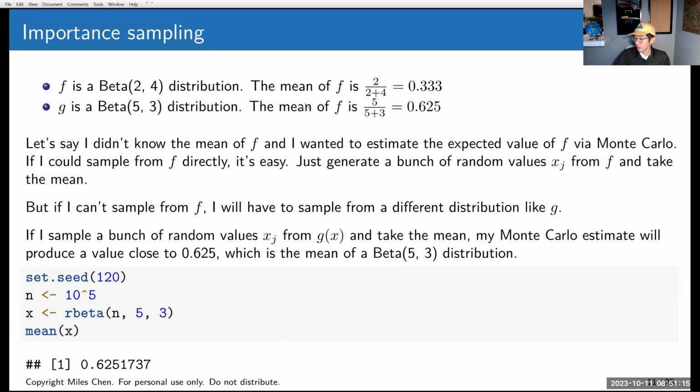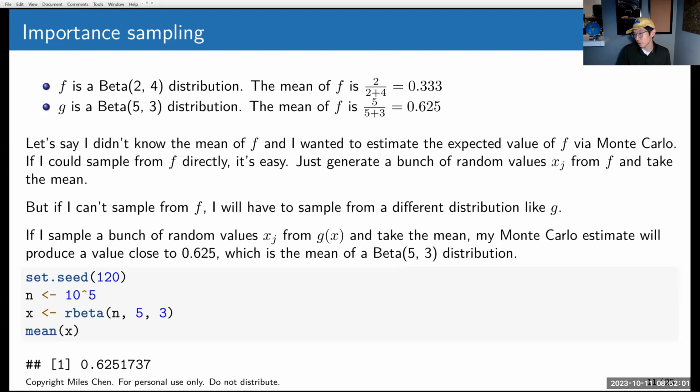And we can see that, so I don't know, let's say I didn't know this mean, it was 0.33, and I wanted to get an estimate of what is the mean of F, right? The classical way is, if I could generate from the beta distribution 2, 4, I would generate values from the beta distribution 2, 4, and then I would take the average, right? And that's pretty easy. If you don't know how to calculate the mean of something, just generate a bunch of random values and then take the average. And that's going to give you a pretty good estimate. But here we're going to pretend we're in this situation where we can't generate values from F. Your computer, for whatever reason, is broken and can't generate values from this beta distribution.